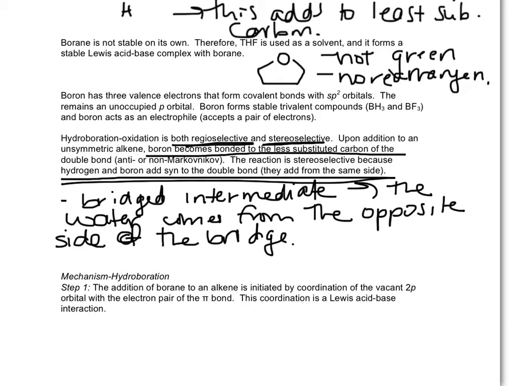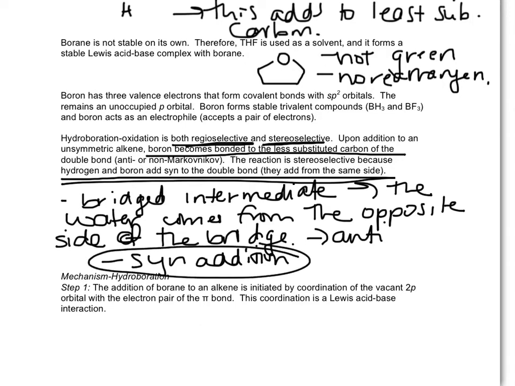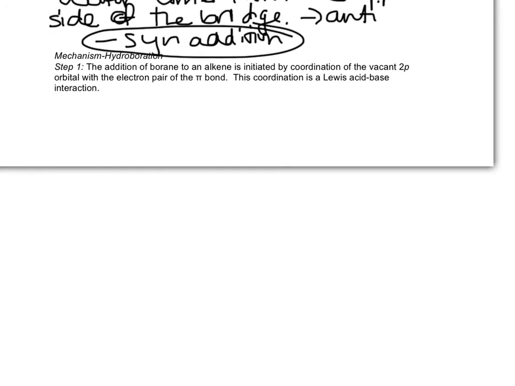Okay. Here in hydroboration-oxidation, it's going to be a syn addition. Hydroboration-oxidation is syn. So let's look at the mechanism of this. When you look at the mechanism of hydroboration-oxidation, here's my alkene, and it's asymmetric.